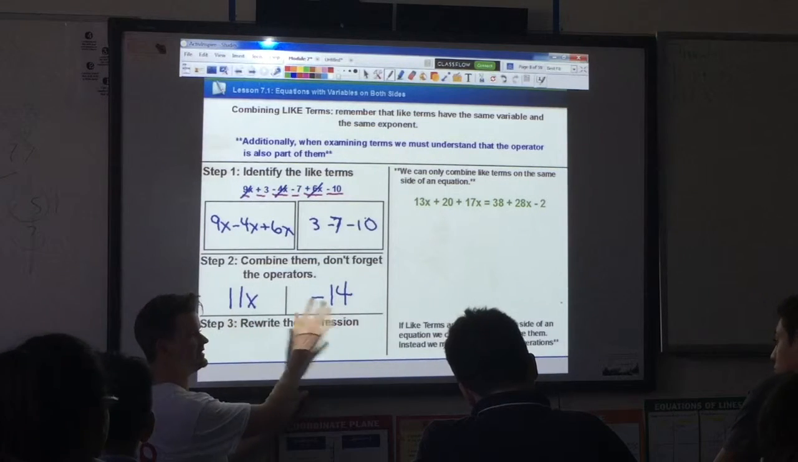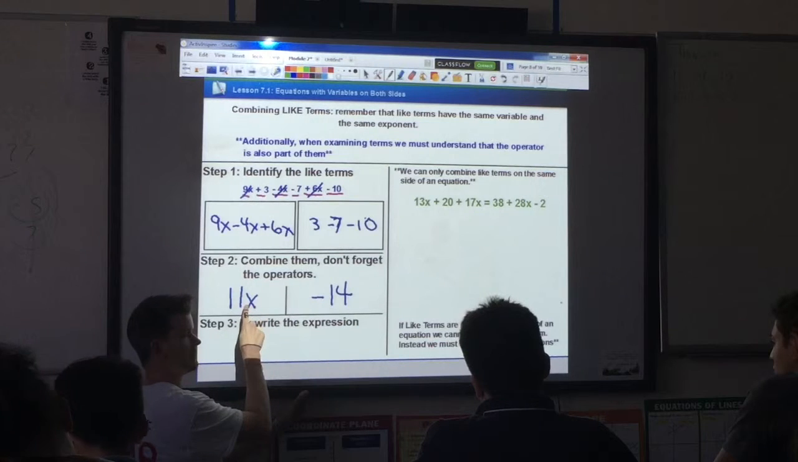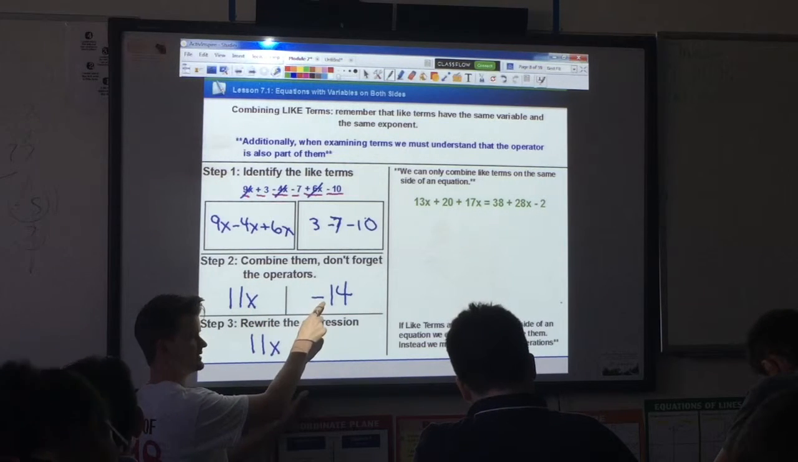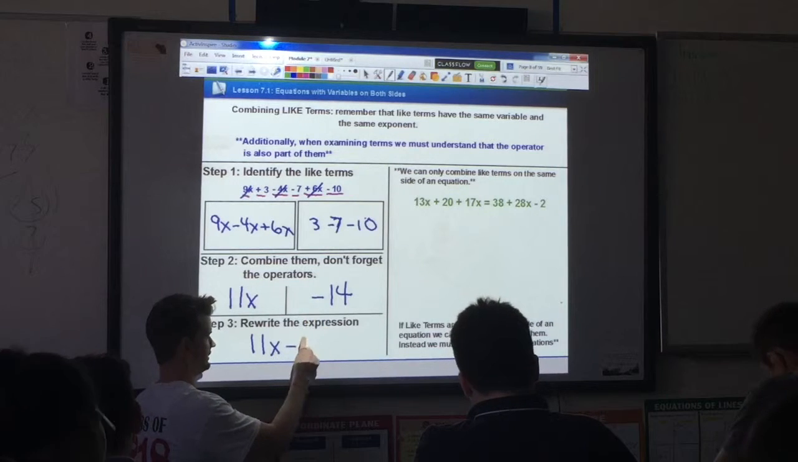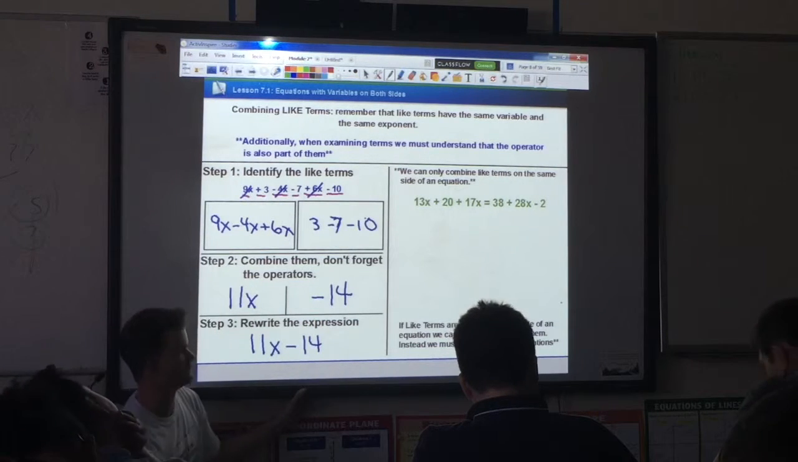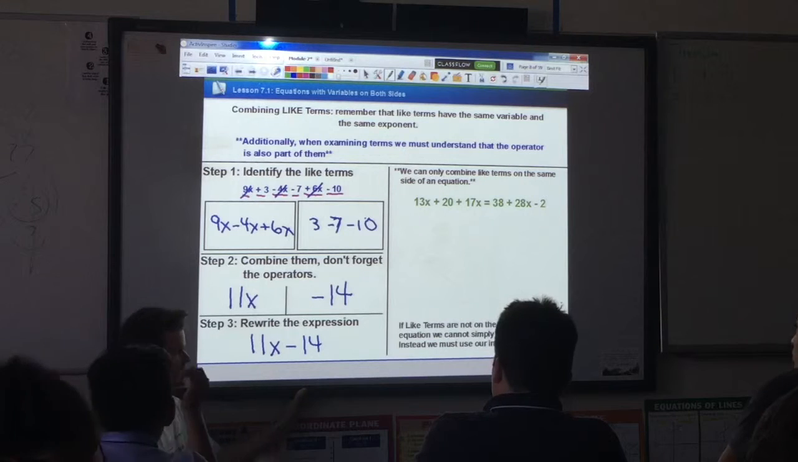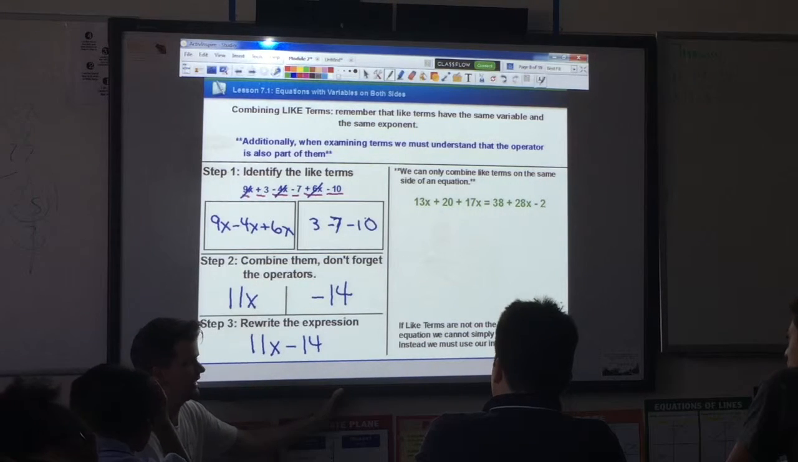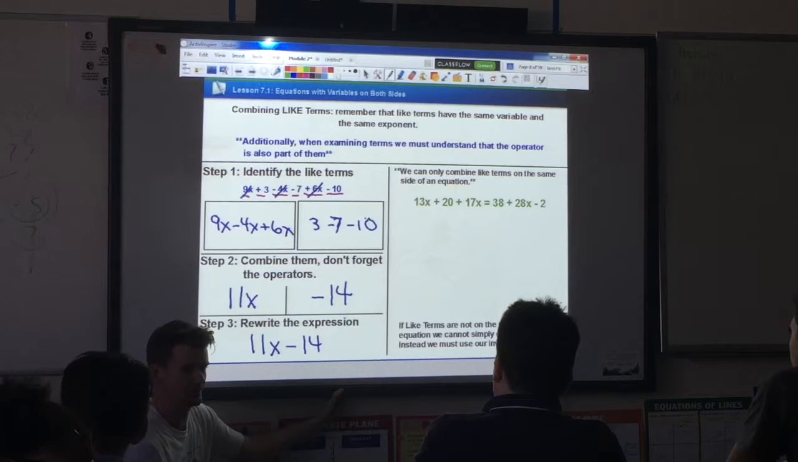Then we can just rewrite the expression. We combine these 2 terms together. I'm going to write my variable term first, 11x. And then what is this, positive or negative? Negative 14. So once I combined all the terms, I now have a simplified expression. That's how easy it is to combine like terms. It is not a difficult process, but it is something that I see students struggle with sometimes.